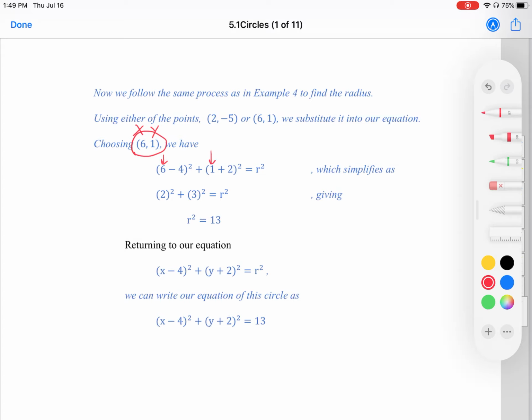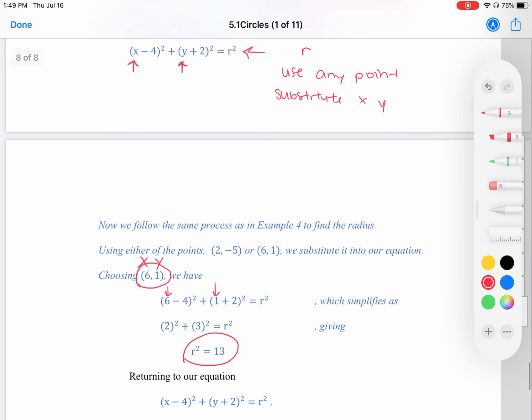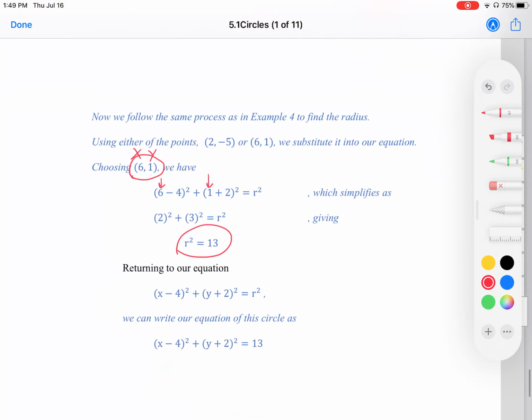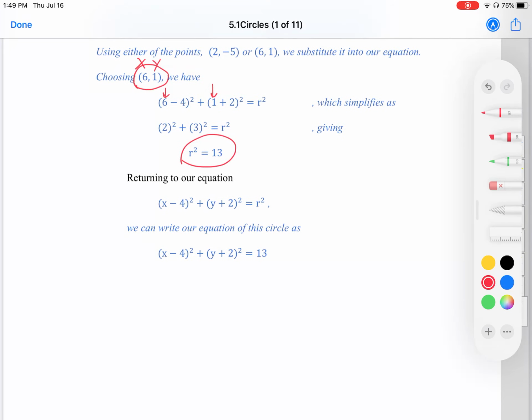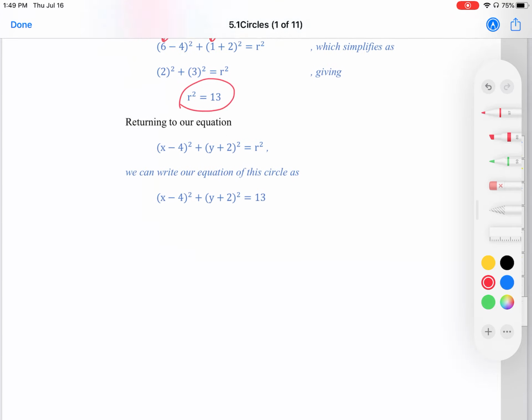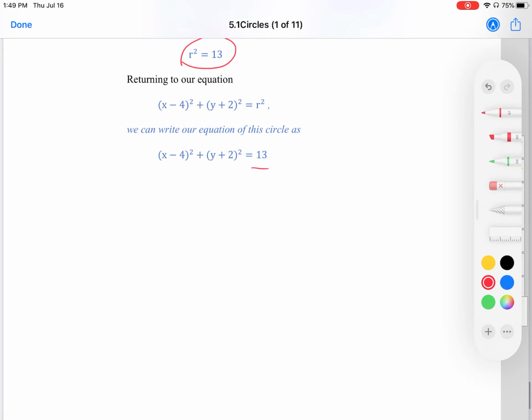6 minus 4 gives me 2, 1 plus 2 gives me 3, and that simplifies to be 13. So for my formula, I just need to find that r squared. We have that (x minus 4) squared plus (y plus 2) squared equals r squared, which is 13.